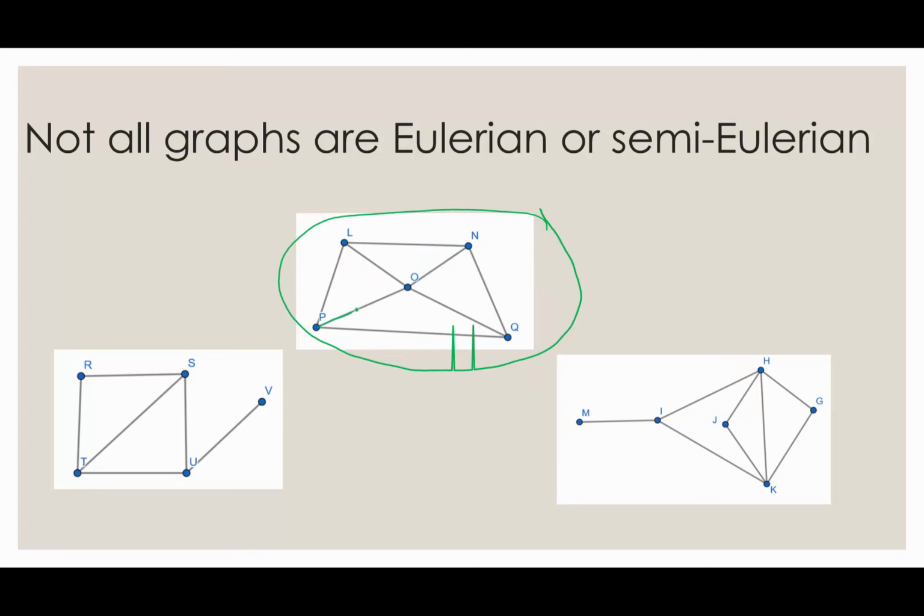So maybe I'm supposed to travel through O first. So like P, O, N, L, O, back to Q. Uh-oh, now I sort of have the same problem. The 3 edges I have left to draw don't all connect. If I go from Q to N, I'm stuck. Or if I go from Q to P and to L, then I still can't get back and get QN. So this one has neither.